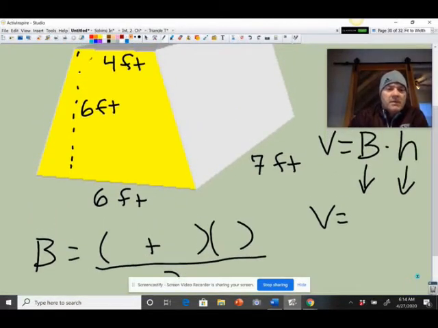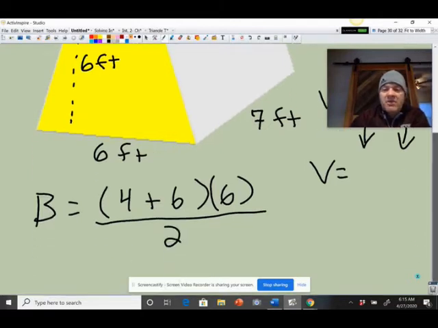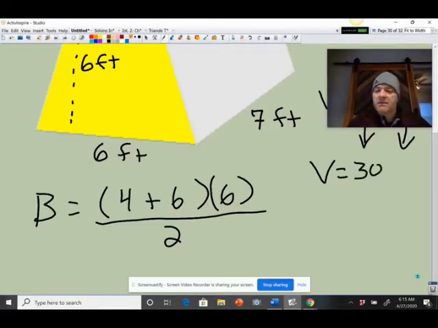Base 1 is 4 plus base 2, which is 6. We're going to multiply that by the height. The height of the trapezoid is 6. And then we're going to divide that by 2. If you do all of that, I get 4 plus 6 is 10. 10 times 6 is 60, divide that by 2, and that looks like it's going to be 30.